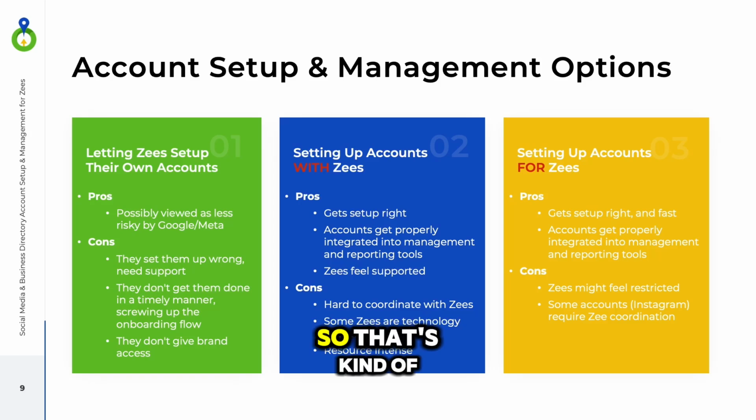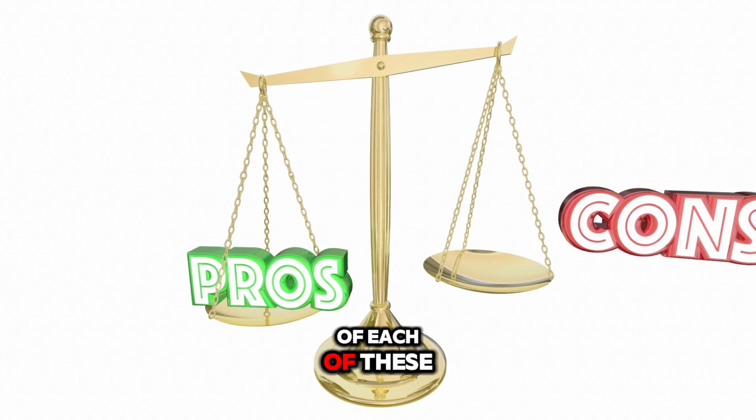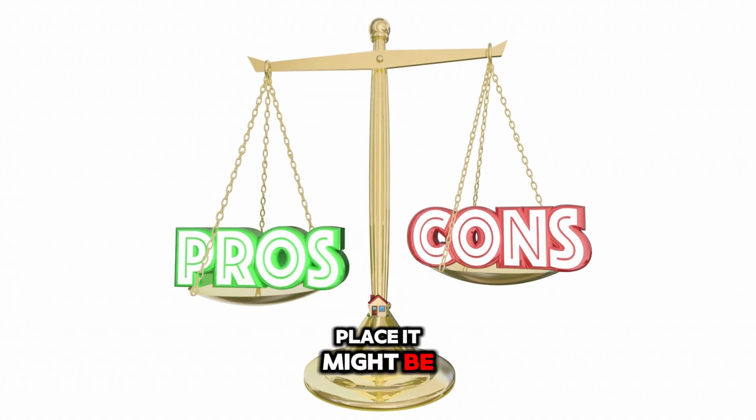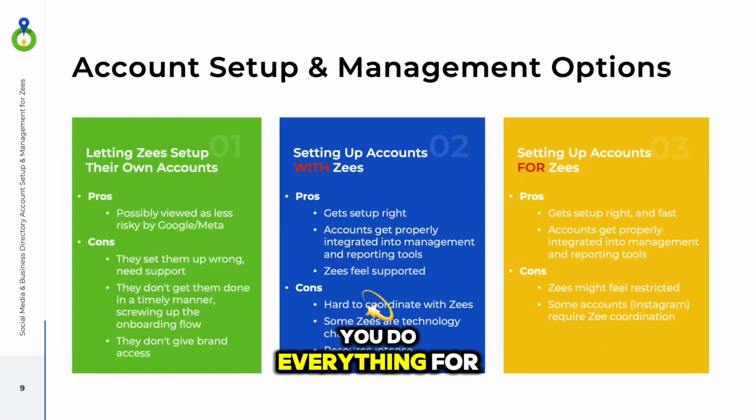So that's kind of where it leads into, okay, well, what are your options here? And so the three options, it gets off the heels of that last slide, is you can let the Z's set up their own accounts. You can set up the accounts with the Z's, and you can set up the accounts for the Z's. So I'm going to break down the pros and cons of each of these. They all have a place. It might be some directories you do everything for them and some you don't. But anyway, let's talk about that here right now.